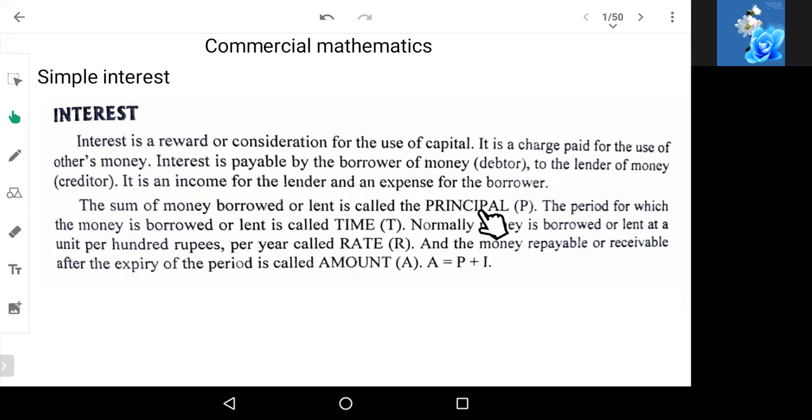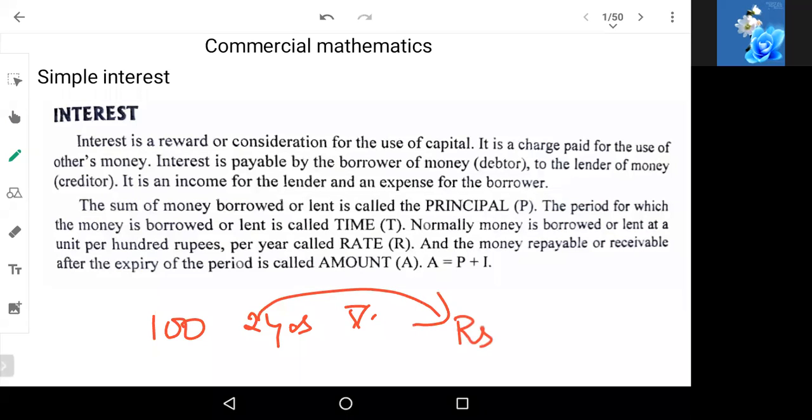So this is the basic amount which we give as a loan for a certain period of time at a percentage of interest. That is known as principal. Now, let's say we have given a loan of 100 rupees for 2 years at 5% interest. After 2 years, whatever we get, this rupees is called amount. And how do we calculate this amount?